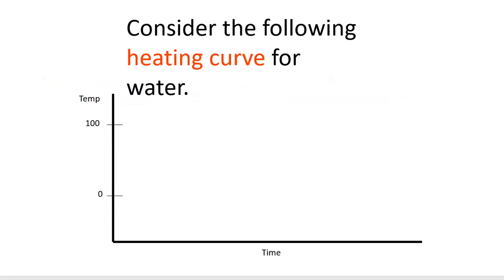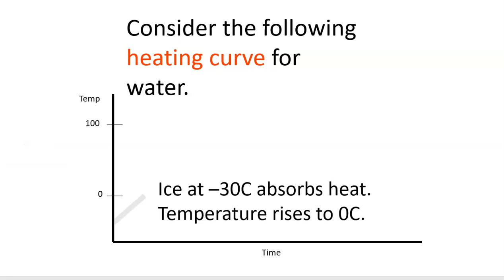Okay, so if we're considering this heating curve for water, here's what we're going to see. So imagine again we have a block of ice that is being slowly heated by a Bunsen burner. So ice at negative 30 degrees Celsius absorbs heat, and this will slowly cause our temperature to rise to 0. So this is what we first see.